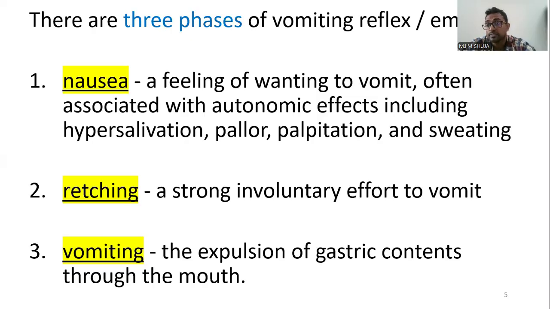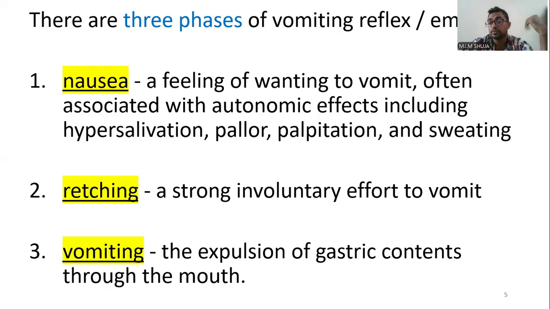The second phase is retching. Retching is a strong involuntary attempt to vomit, but without actual expulsion of stomach content. So this may sometimes be called dry vomiting. The patient may make repeated vomiting movements with contraction of the diaphragm and the abdominal muscles, but nothing comes out.